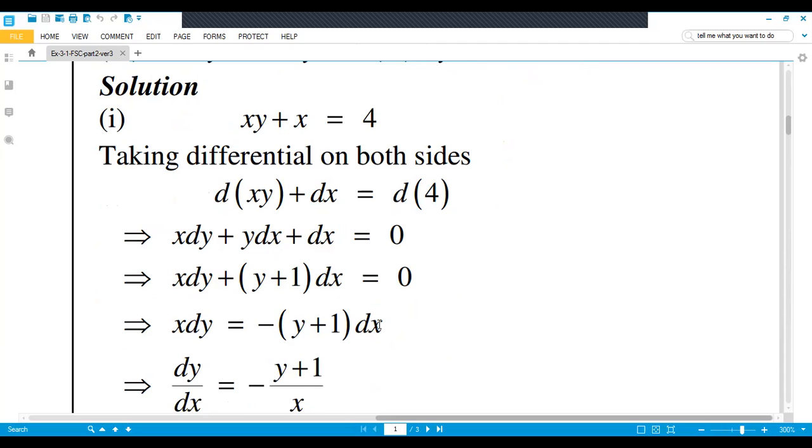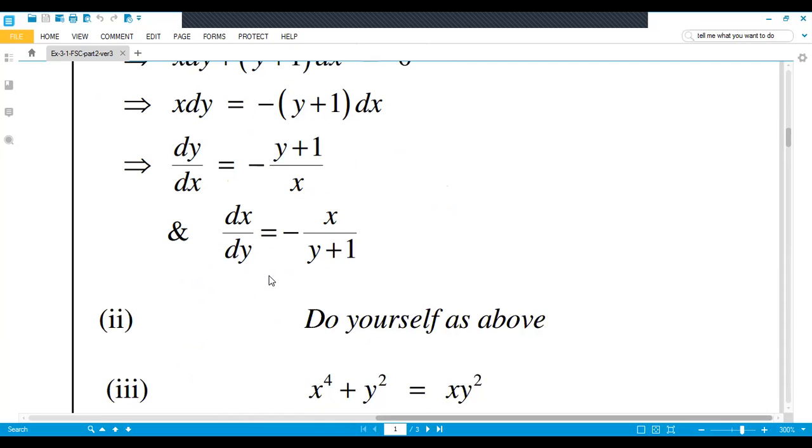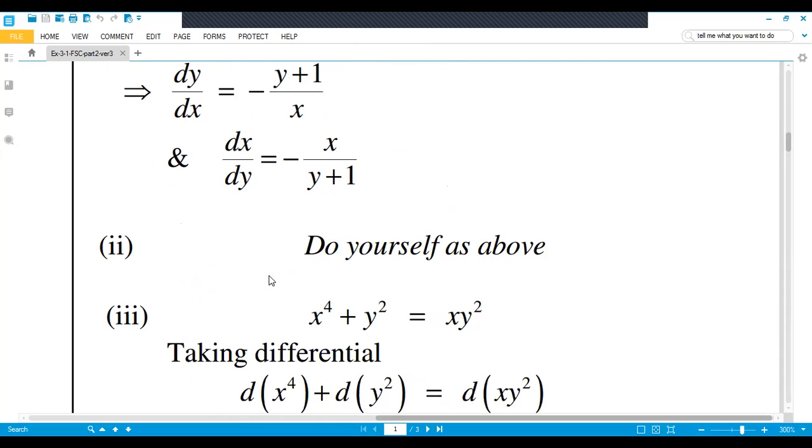Now dx is divided here, multiply here, shifted at other side; divide x, multiply with dy, shifted at other side, divide. So you get dy by dx is this, and dx by dy is the reciprocal of this value. So in this way you have to solve. Just like in the previous chapter you take the derivative, in the same way you take the differential. The rule is the same. The second part you will do by yourself.